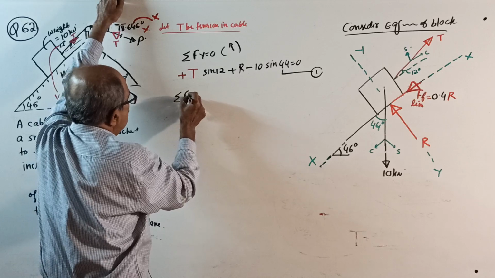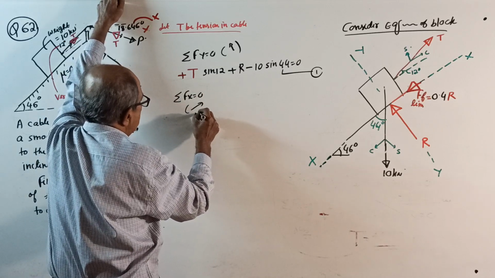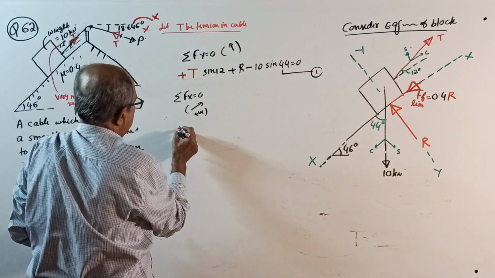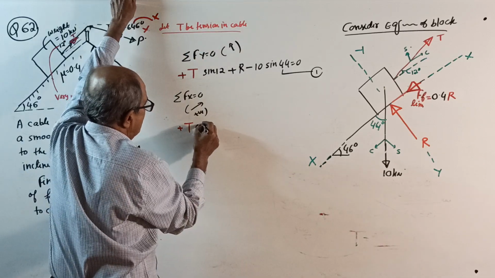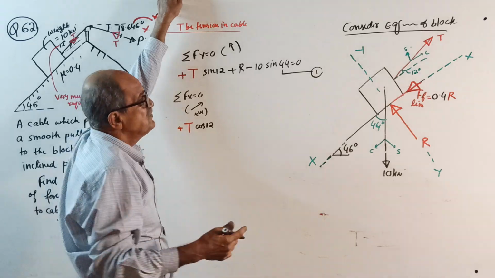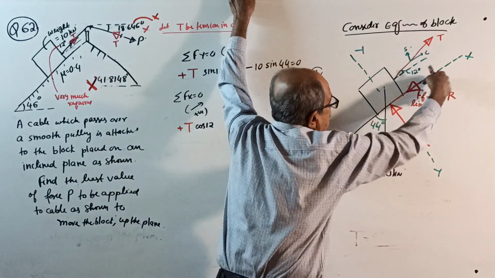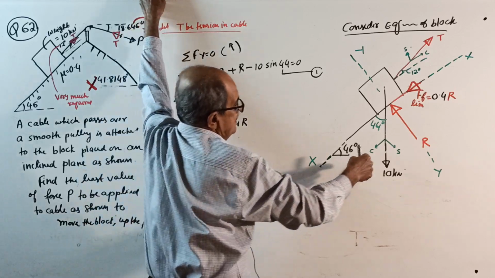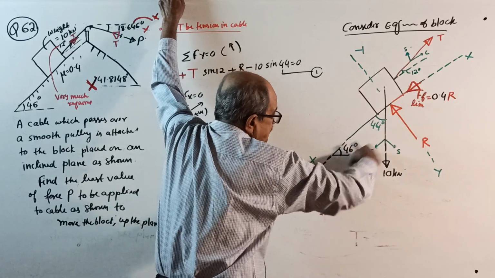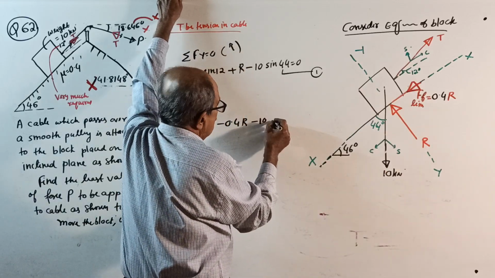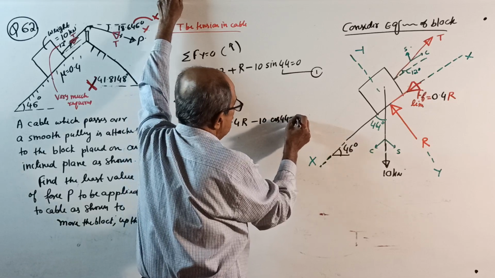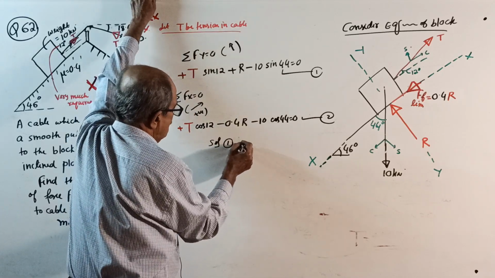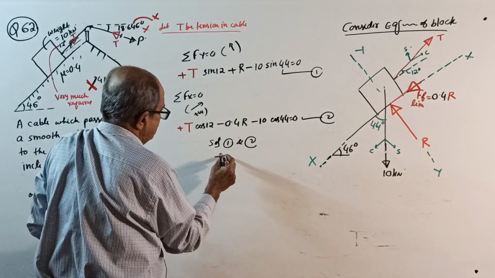Sigma Fx equals 0. Take right side positive. Then you get plus T cos 12 minus 0.4 R minus 10 cos 44 equals 0. These were all explained thousands of times earlier. Equation number 2. Solving 1 and 2, you get the value of T.